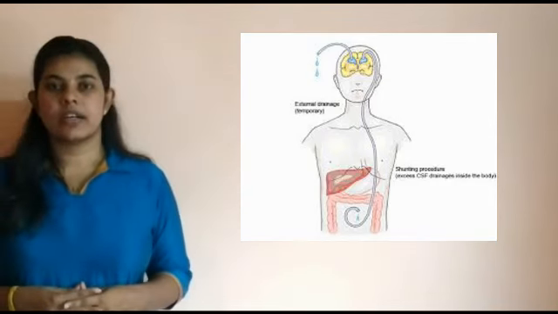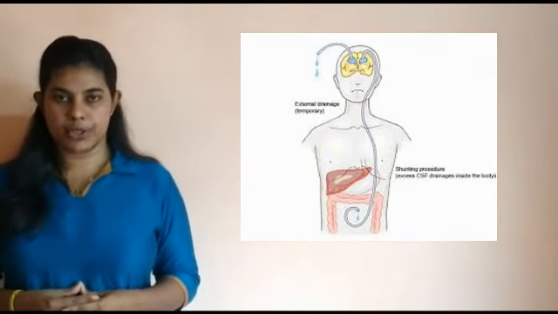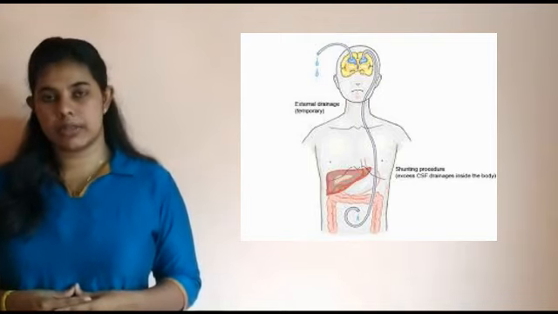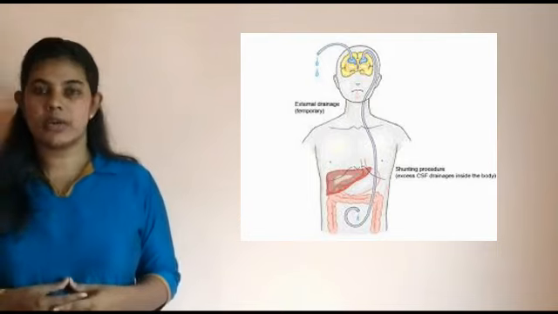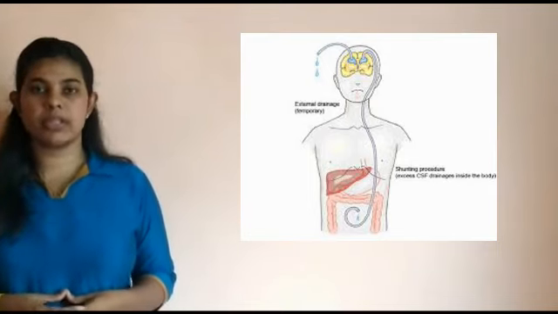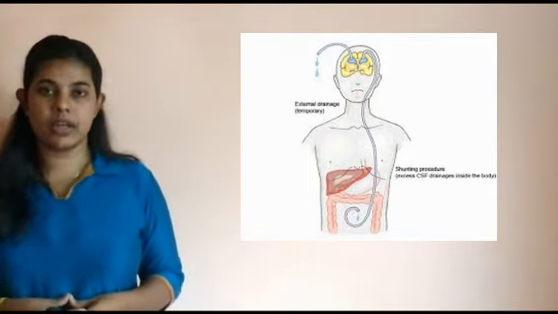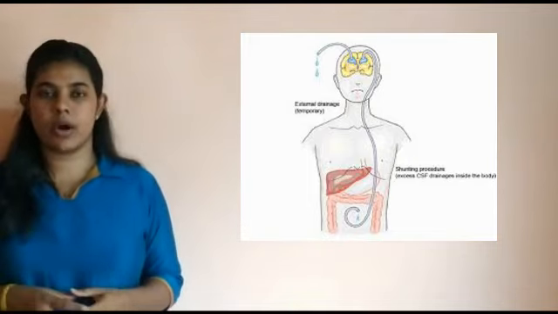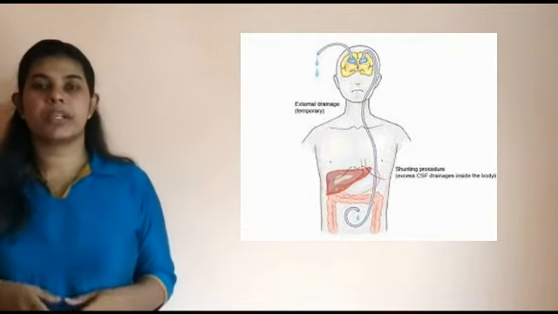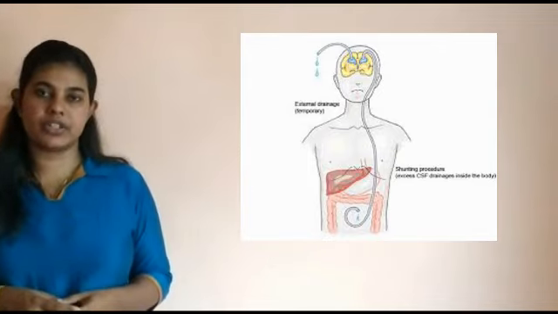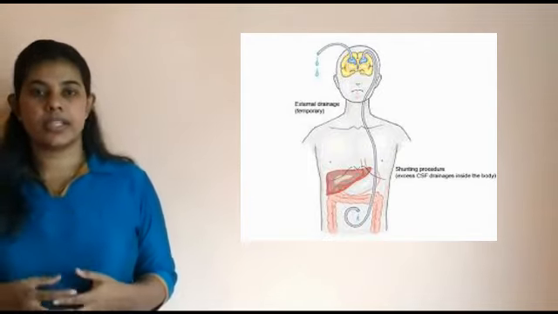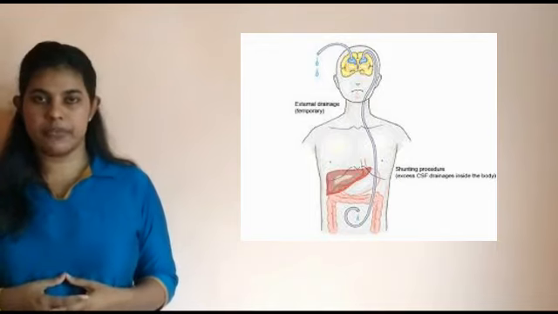Next, we will see the treatment of hydrocephalus. There are two treatments: one is to make a shunt, and the other is ventriculostomy. Ventriculostomy means putting a hole in the organ by surgery. In ventriculostomy, a hole is put in the ventricle and the excess cerebrospinal fluid is drained out.